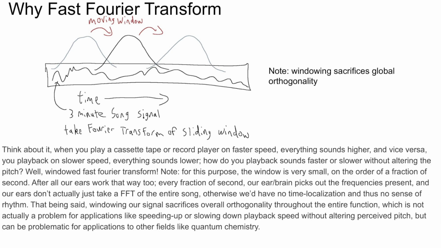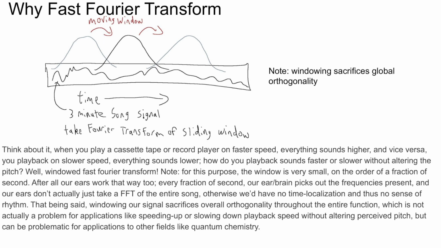Think about it. When you play a cassette tape or record player at a faster speed, everything sounds higher, and vice versa. You play back at a slower speed, everything sounds lower. How do you play back sounds faster or slower without altering the perceived pitch? Well, windowed fast Fourier transform. Note, for this purpose, the window is very small, on the order of a fraction of a second. After all, our ears work that way too. Every fraction of a second, our ears or brain pick out the frequencies present, and our ears don't just take an FFT of the entire song, otherwise we'd have no time localization and thus no sense of rhythm.